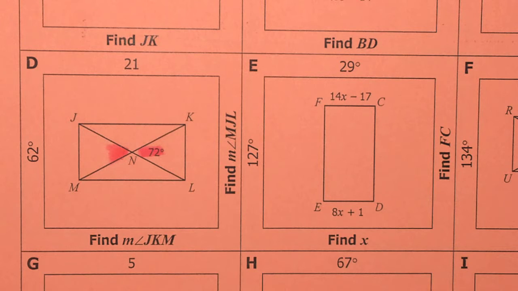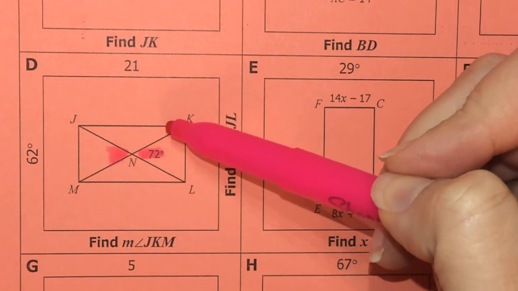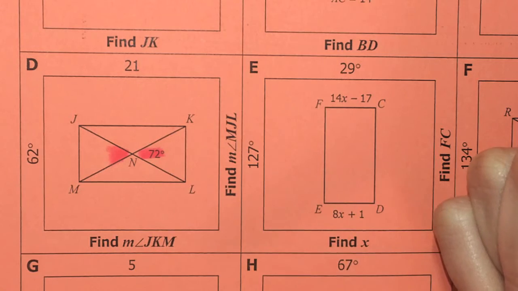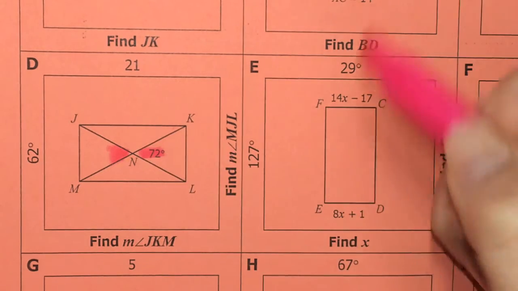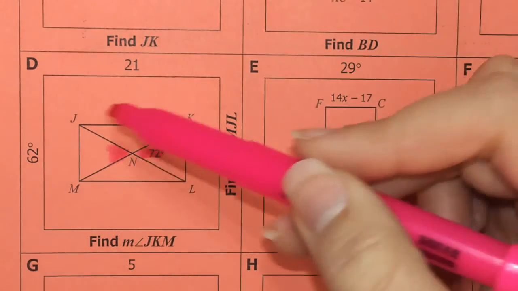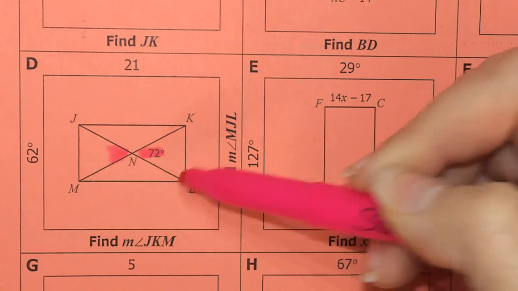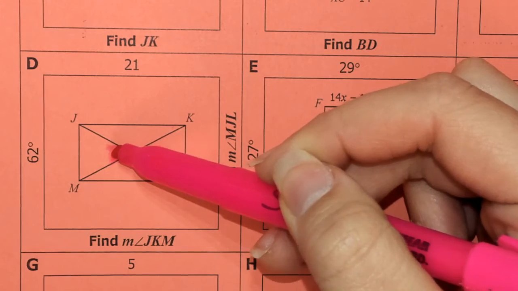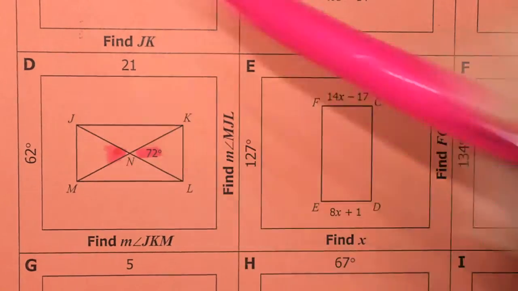Now it asks us for JKM. Can we use the information that we have to find that angle up there? You could do it several ways, right? You also need to find MJL. So you would subtract this angle, 72, from 180, and divide by 2.